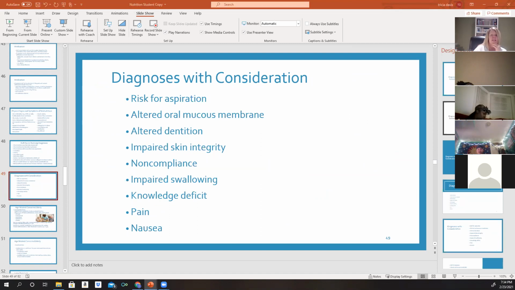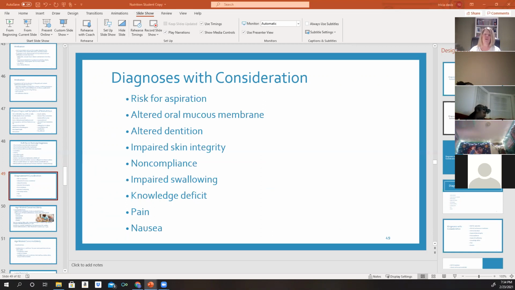So diagnoses that we would want to consider. We're going to look at patients that are at risk for aspiration. These are your patients who have had a stroke. These are your patients who you think may be having a stroke. These are your patients who came into the emergency room and they're not alert and oriented. They're very, very fatigued. They're very groggy. They have a hard time keeping their eyes open.